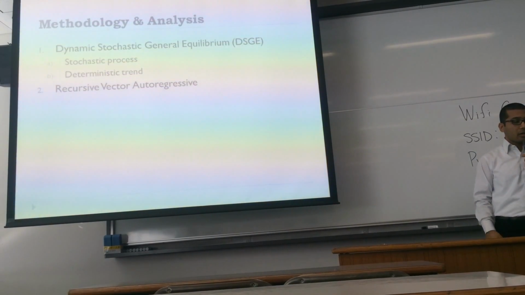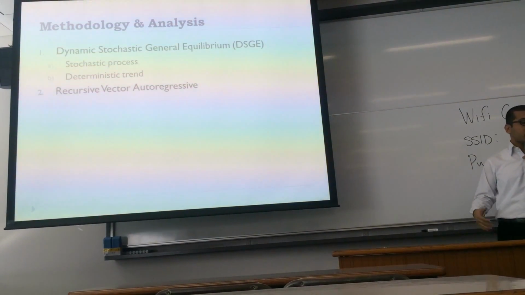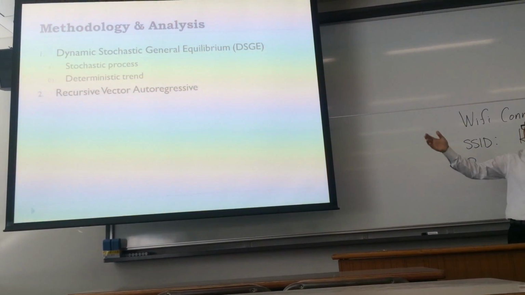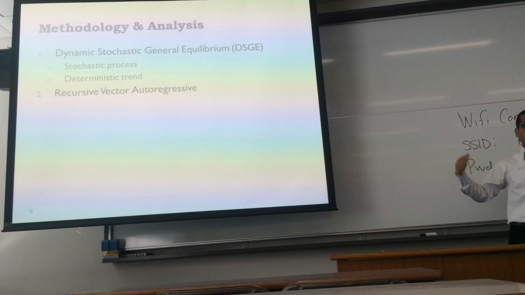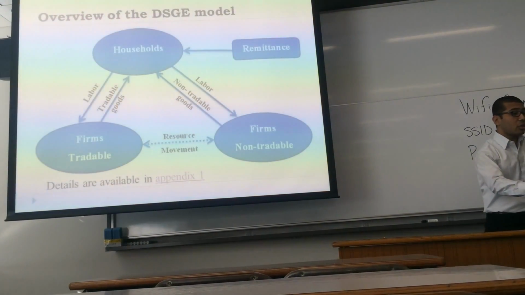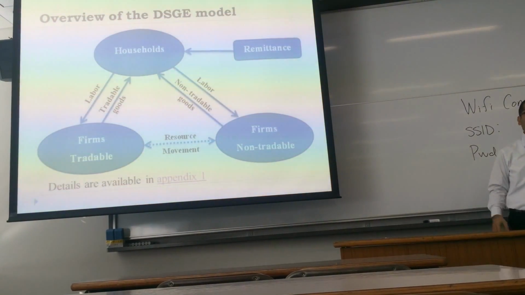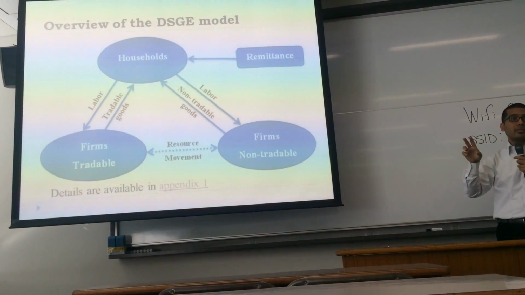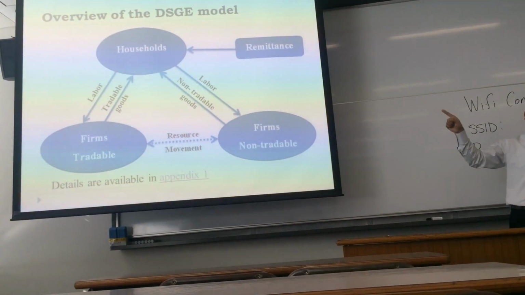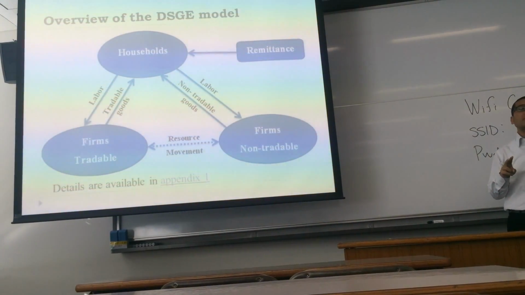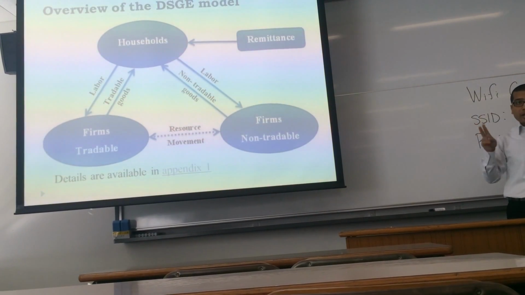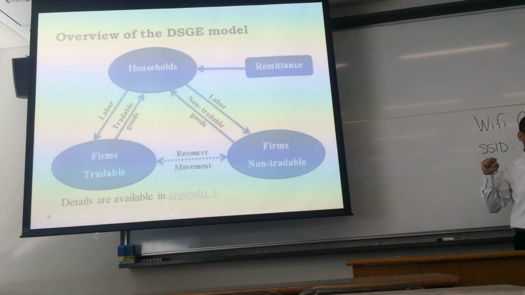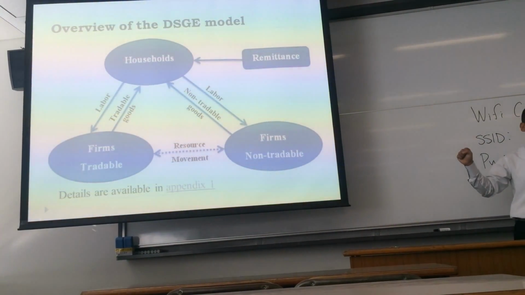And the second model is a recursive vector autoregression. That uses time series. I will talk about what the recursive vector autoregression is later on. Okay, let's go to the DSGE model. For simplicity, I use only 3 sectors for the model. First is households. I assume households consume tradable and non-tradable goods. So the tradable and non-tradable goods come from the tradable firms and non-tradable firms.